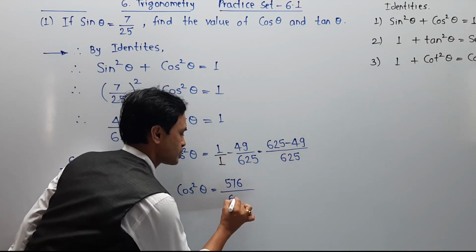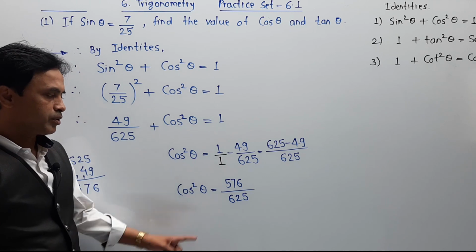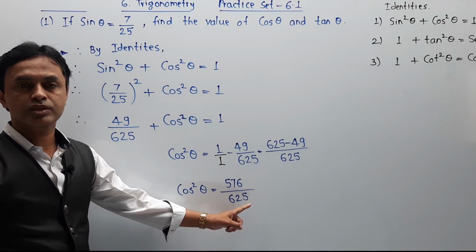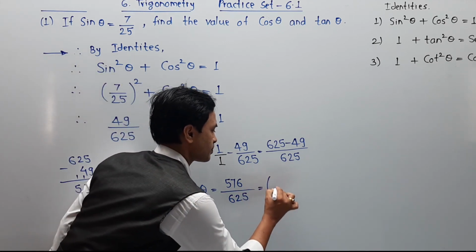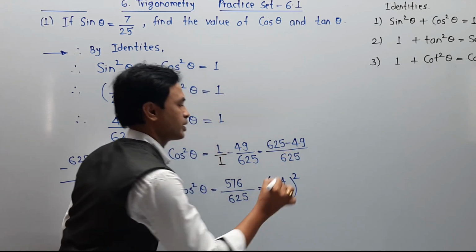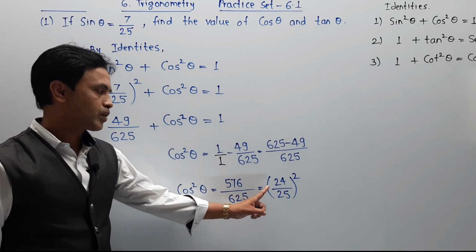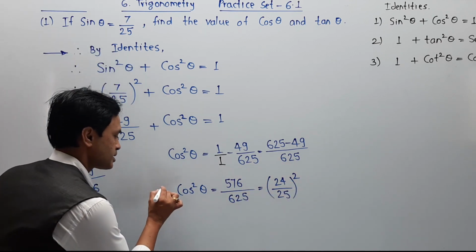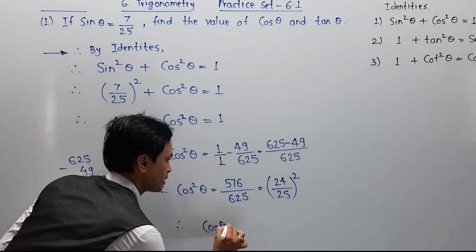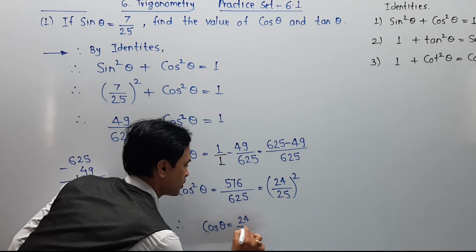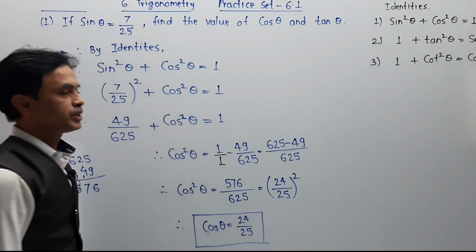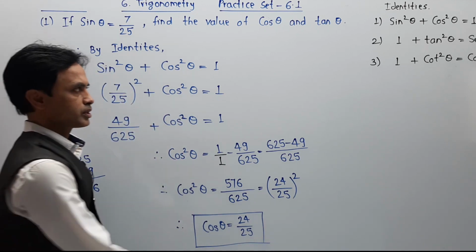So the subtraction gives 576 divided by 625. You can easily observe that 576 is a square of 24 and 625 is a square of 25. So I am writing it as (24 upon 25) whole square. Now cos square theta is equal to (24 upon 25) whole square. Therefore cos theta is equal to 24 upon 25, and this is the value available for you. This is the first step of the calculation.